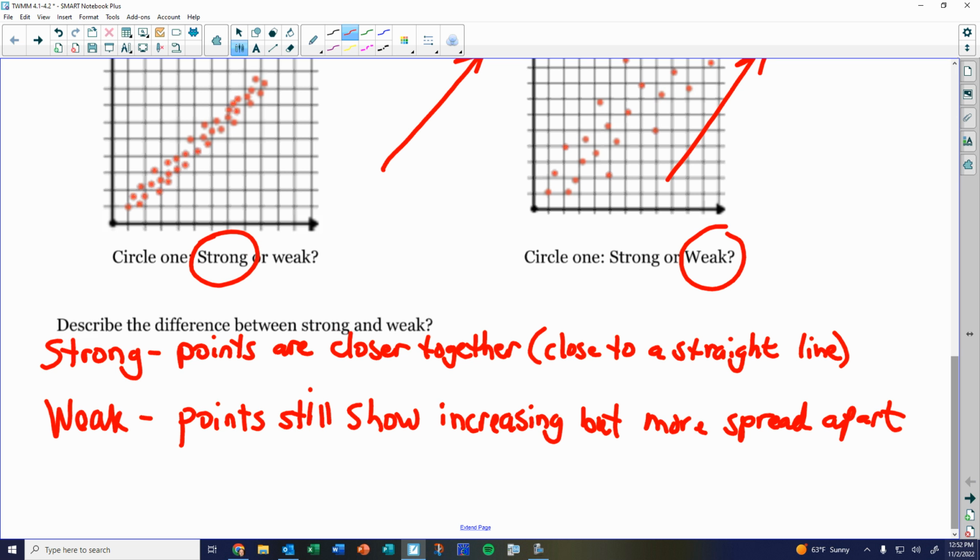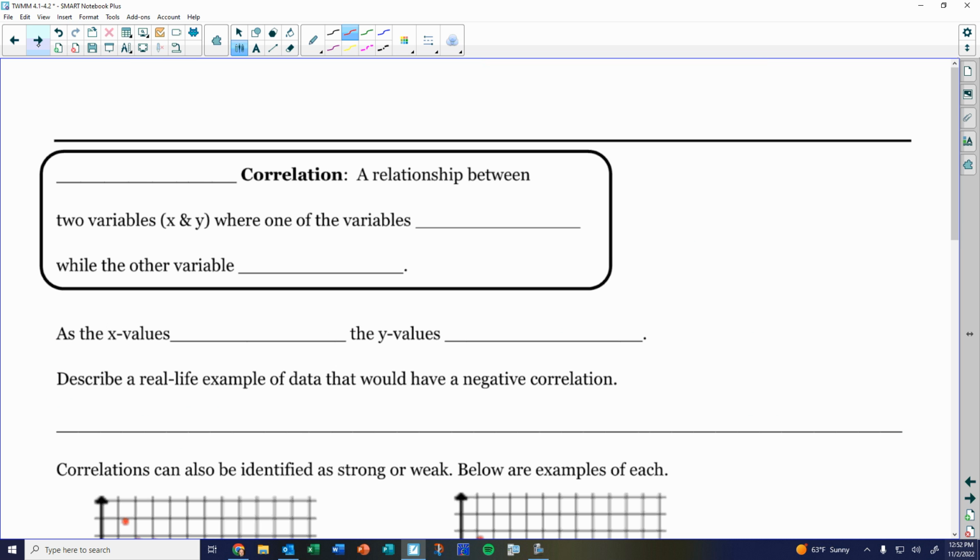Strong and weak. So negative can also be strong and weak because the points would just be going the other direction. Okay, so strong points really close together. Weak, still should be able to see that relationship, but they're spread apart. Alright? Everybody with me? Yes. Okay? So let's go to negative correlation.